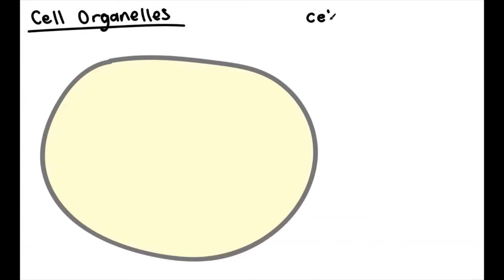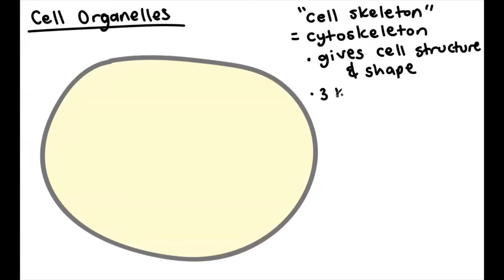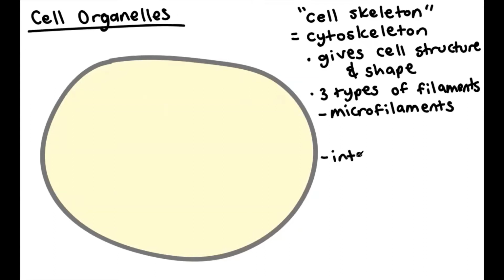Next we have the skeleton of the cell, aka the cytoskeleton, which gives the cell its structure and shape. The cytoskeleton is made of three differently sized molecules that we call filaments, which are long chains of proteins that form a thread-like structure. In order from smallest to largest, we have the microfilaments, intermediate filaments, and macrofilaments.